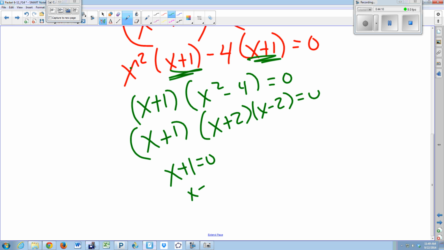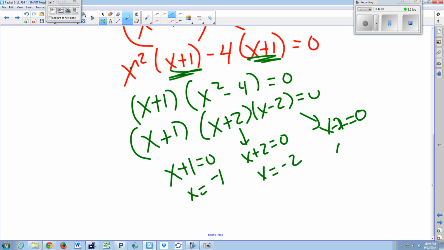It hits it at -1, we saw. It hits it at -2. And it hits it at +2. That was what we got. We call them our x-intercepts, and the x values of your x-intercepts are the solutions.